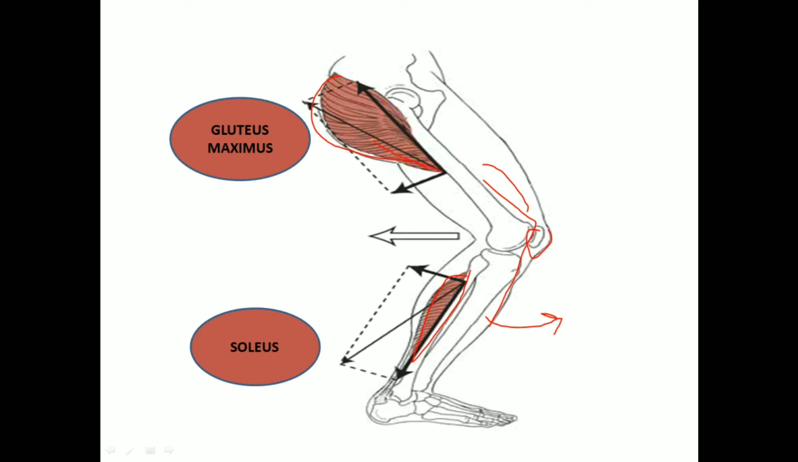If you draw the resultant force of the gluteus maximus and if you draw the resultant force of the soleus muscle, both are in posterior direction, so they will try to pull the knee into extension. And one more important structure, which is known as TFL, tensor fascia lata, is also going to assist in this extension movement apart from gluteus maximus and soleus.